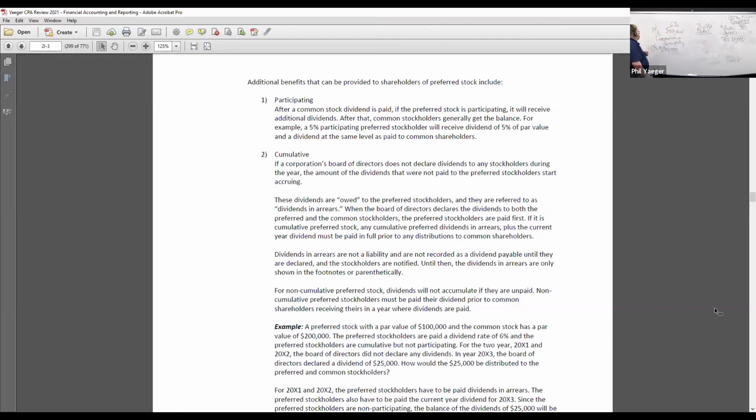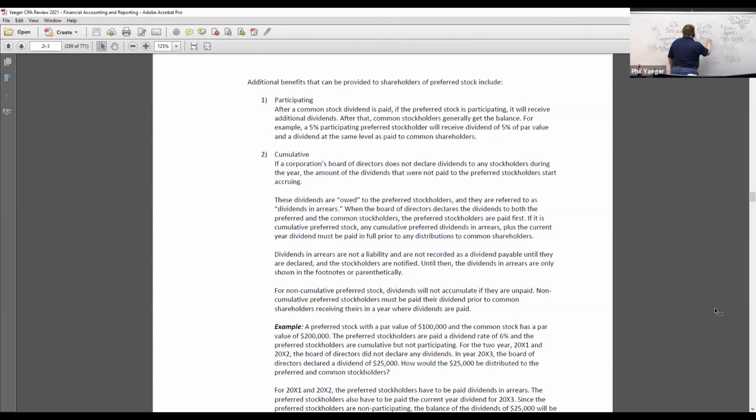First of all, they're 6% cumulative and fully participating. The preferred stockholders would get how much of the 50,000? 6%. 6% of what value? 500,000. Of the par value. That's 30,000? Is that 3,000? 6% of 500,000. Oh, no. It's 30,000. 30,000, right?